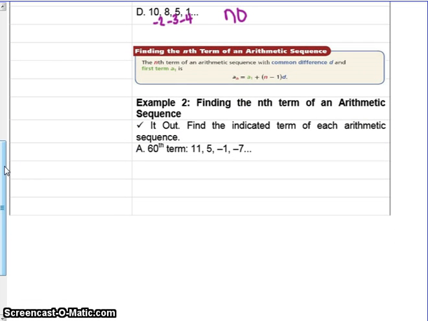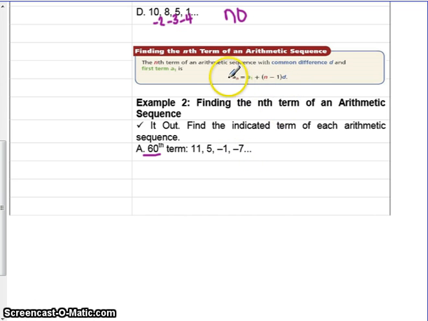Alright, so this is where we have to use the formula to find our nth term. We're given a sequence, and it starts with 11, and then 5, -1, -7, and we want to find the 60th term. Now, because this is arithmetic, it means it decreases or increases by the same number each time. In this case, it's going down by 6 each time.